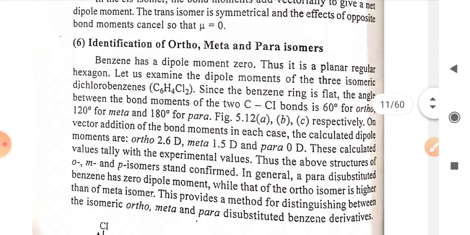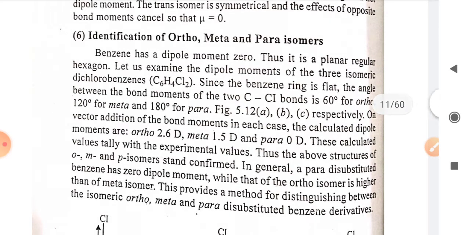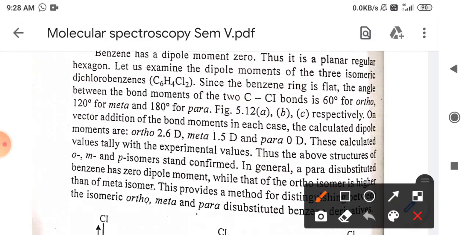Now next is the identification of ortho, meta and para isomers. Previously we have seen for the ortho case of disubstituted benzene that it will show a certain dipole moment. Now let us see the other isomers also, meta and para. Benzene has zero dipole moment because of its symmetrical and planar nature.